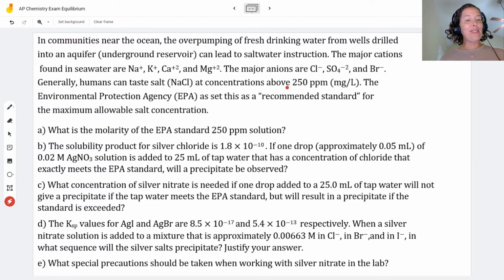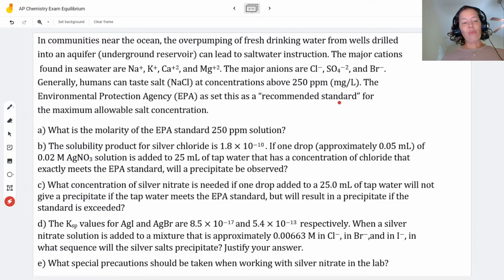The major cations found in seawater are sodium, potassium, calcium, and magnesium. The major anions are chloride, sulfate, and bromide. Generally, humans can taste salt, NaCl, at concentrations above 250 ppm, which is also milligrams per liter. The Environmental Protection Agency, the EPA, has set this as a recommended standard for the maximum allowable salt concentration. Okay, great. So we've got a lot of information there.